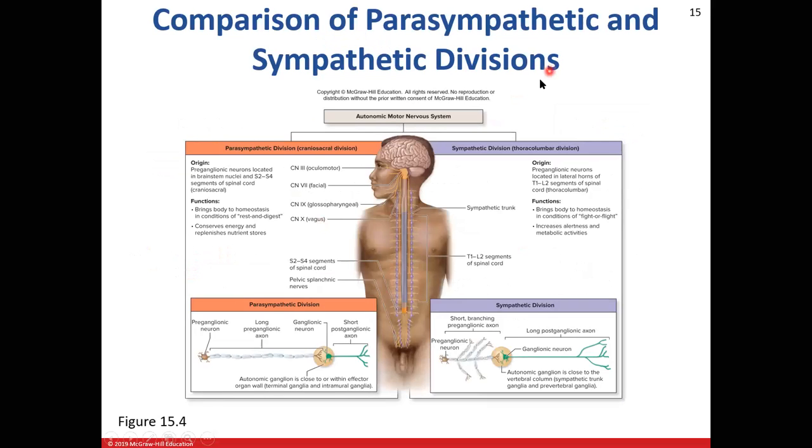Another comparison of the parasympathetic and sympathetic divisions gives us an idea of where a lot of these fibers are coming from, what the divisions are, and shows us the length of those preganglionic and postganglionic axons. So again, this is another slide to really help you review, and just notice that this graphic should be in your books so that you can utilize it as review.